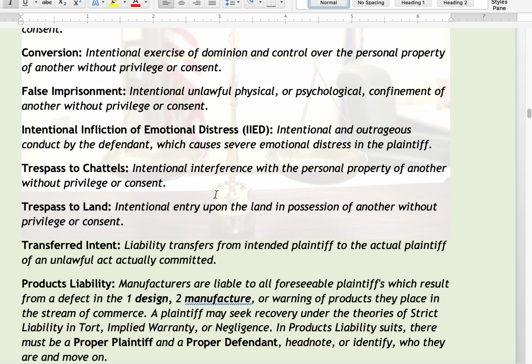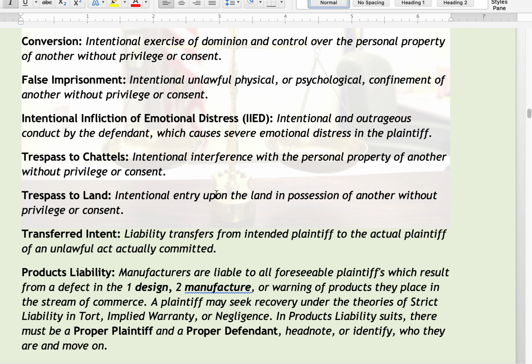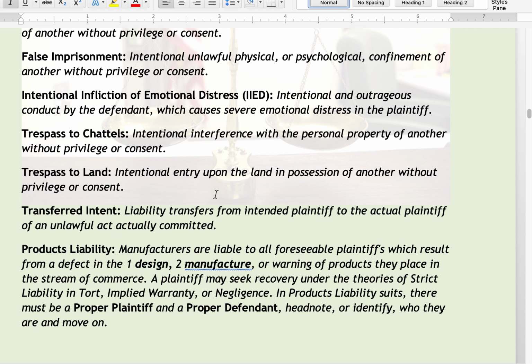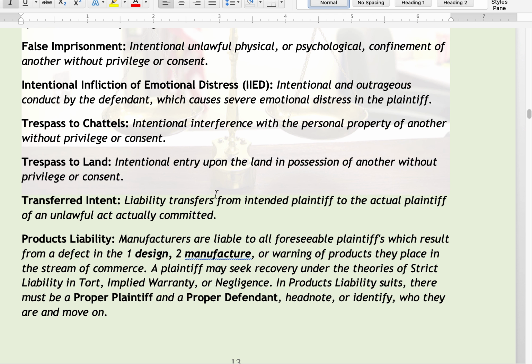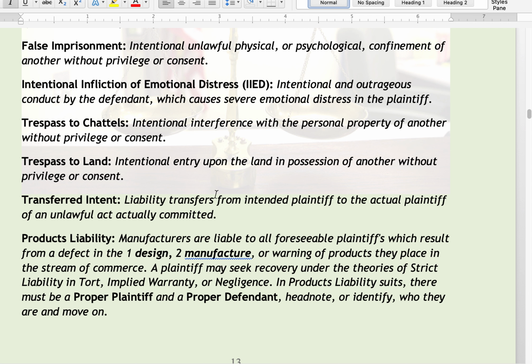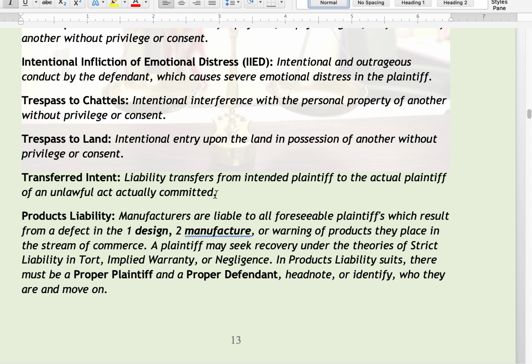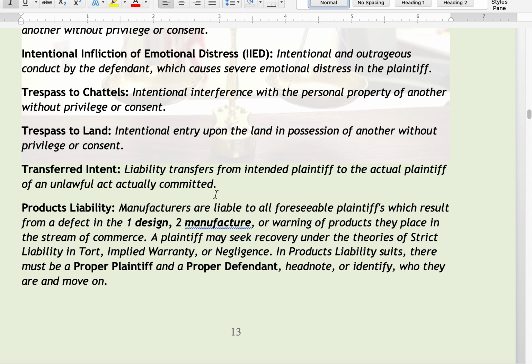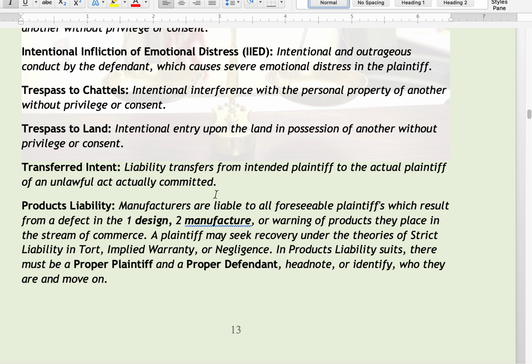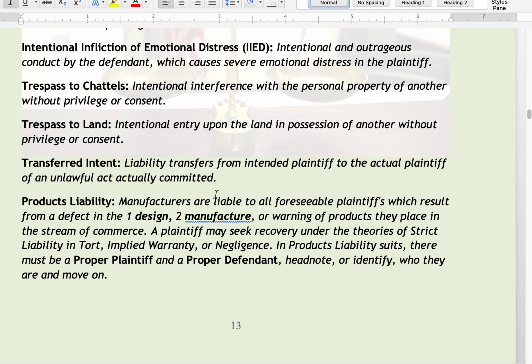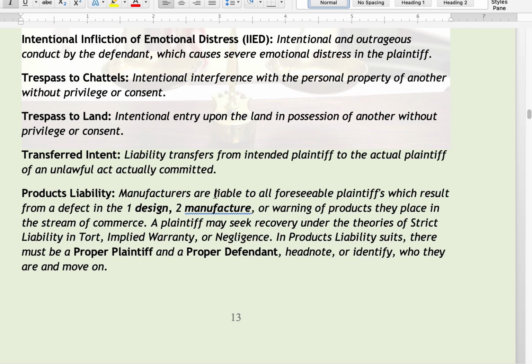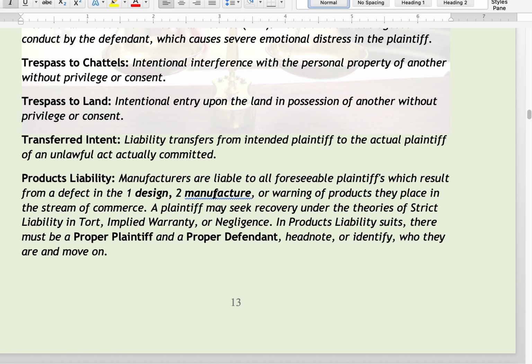Conversion, intentional exercise of dominion and control over the personal property of another without privilege or consent. False imprisonment, intentional, unlawful physical or psychological confinement of another without privilege or consent. Intentional infliction of emotional distress, IIED, intentional and outrageous conduct by the defendant which causes severe emotional distress in the plaintiff.